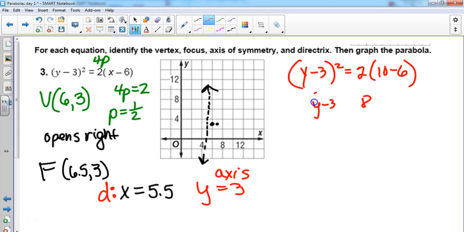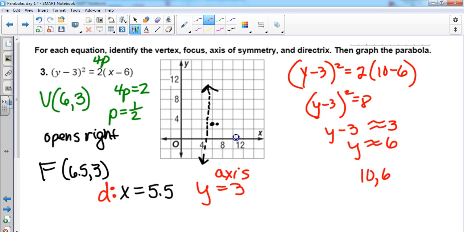Not something that's going to square root perfectly. But we're going to get good at estimating. The square root of 9 is 3, so this is a little less than 3. Add 3 and we get close to 6. Good enough for me. What did we put in? I forgot. 10? 10, 6. It's not an accurate point, but it's close enough. Over to 10 and up to 6.